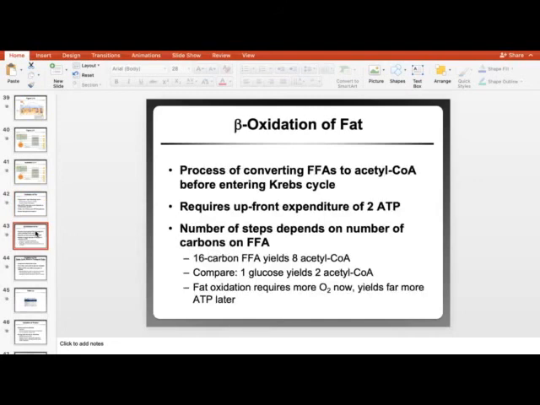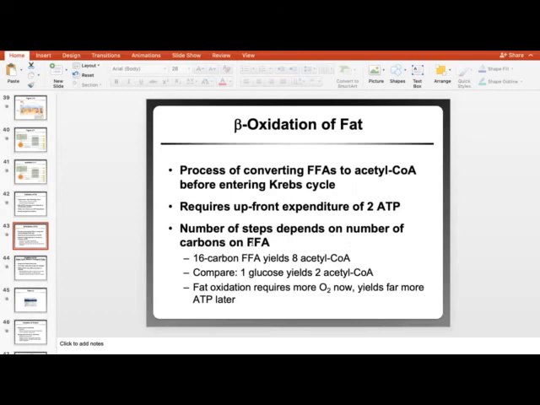So we talked about beta oxidation being the process of converting the free fatty acids to acetyl-CoA. That happens before it gets to the Krebs cycle. So before the fat is able to be utilized, it needs to be transferred. And that costs the body a little bit of ATP, which is another reason why your body doesn't want to use fat for fuel as much as it wants to use carbohydrate, because it's an exergonic interaction. It requires fuel.